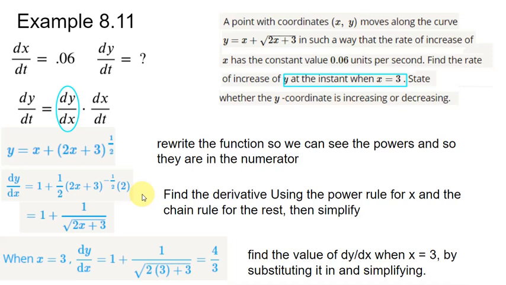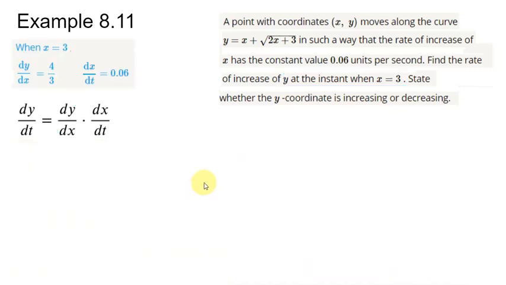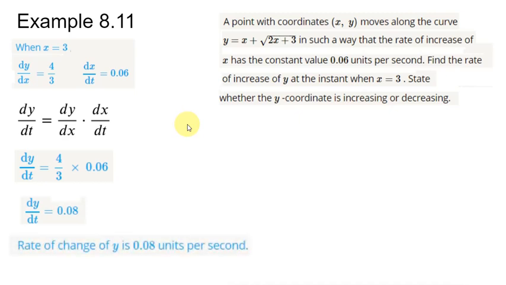So now I've got 2 out of the 3 pieces of information. I know that the change in y over change in x, or the derivative, is 4/3, and I know the change in x over time is 0.06. So I'm going to plug that into this equation, and you'll notice that when I multiply these two together, I'm going to get the change in y over time, or the rate of y, and it's going to be 0.08. And then the rate of change would be expressed as y is equal to 0.08 units per second.